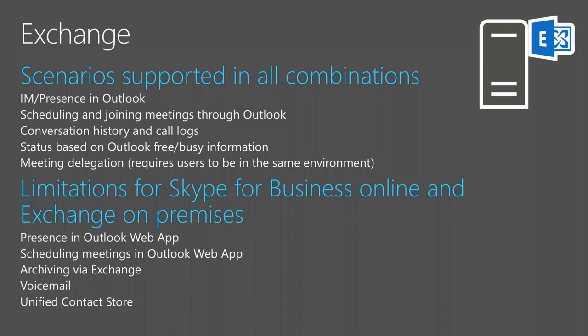The other combination where Skype for Business is online and Exchange is on-premise has some limitations, like presence in Outlook web app. IM in OWA will not work. Scheduling meetings in OWA, archiving via Exchange, voicemail, the UM will not work, and unified contact store scenarios are also impaired.